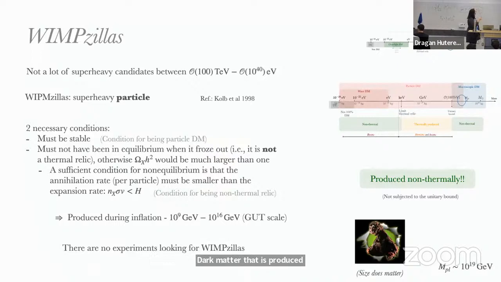So the WIMPzillas have a mass around 10 to the 9 GeV to 10 to the 16 GeV because they are produced during inflation. And remember, the Planck scale is 10 to the 19 GeV. So this is really high mass. And they need to be produced in the early universe. They need to be produced non-thermally. And they are candidates for dark matter. So there's currently no search, no experiments to exclude or search for WIMPzillas. They are just a proposed dark matter model.